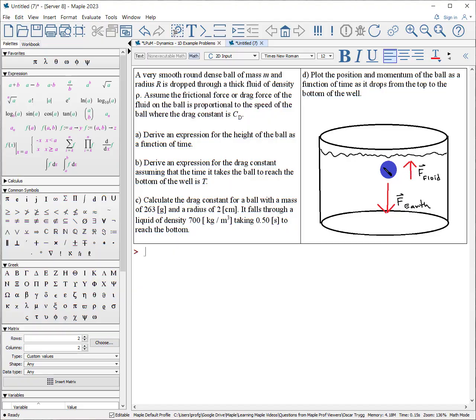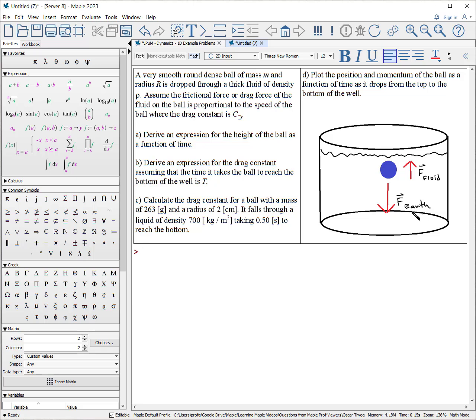This video goes over example problems in dynamics, strictly one-dimensional. For those of you who are more interested in using Maple, these are good example problems of using DSolve. Let's get started. In this first problem, we have a very dense ball in a thick liquid.